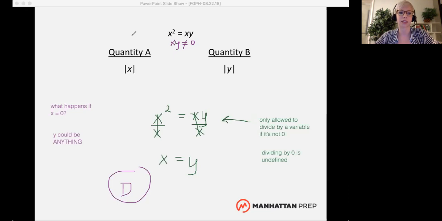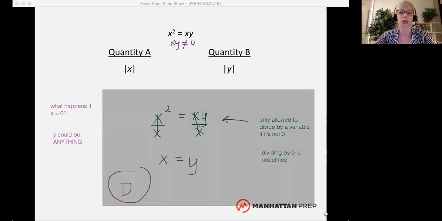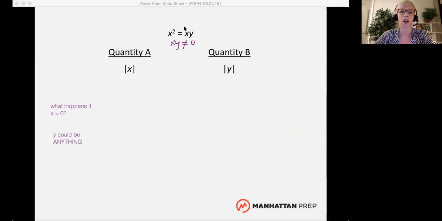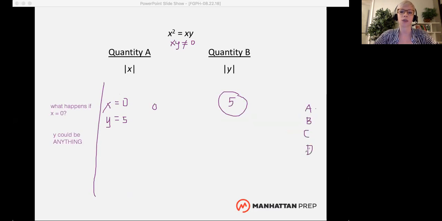But if x could be 0, then, so let's test cases here. Going through and testing cases, because I have some questions on this and I agree that it's tricky and I want to make sure that we clarify. So basically, case number 1 is where x equals 0 and y equals 5, right? So in that case, quantity A is 0, quantity B is 5, and so quantity B is greater. And when we think about our answer choices, A, B, C, D, well, that means if we found a case where quantity B was greater, it's definitely not going to be A, it's definitely not going to be C.